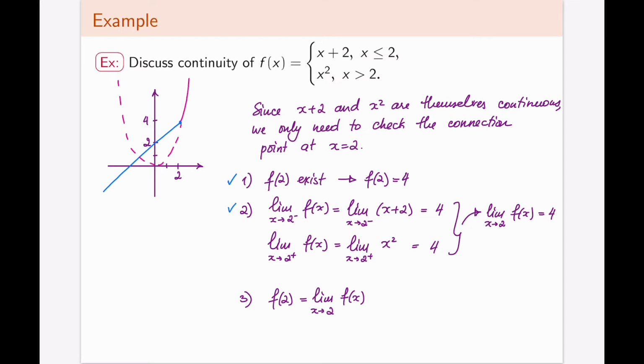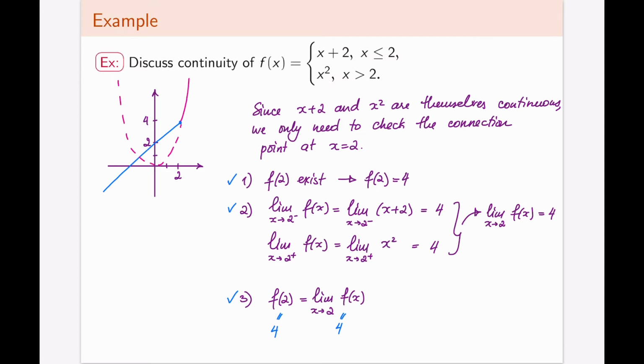And now finally, I have to check that the function value that I found in part 1 and the limit value that I found in part 2 are indeed the same. Well, here, yes, we can see that the function value was equal to 4 and the limit value is equal to 4. So they're the same, and therefore my final check has also passed.